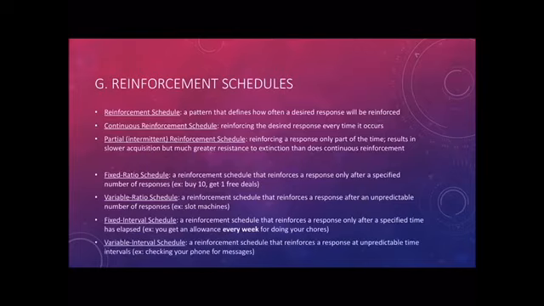And then variable interval, you have no idea how long it's going to take, but after a certain amount of time, your behavior will be reinforced. So checking your phone for messages, for example. You have no idea how long it's going to take to get a message, but eventually at some point, someone will text you, right? But it's at an unpredictable amount of time. I have no idea how long it's going to take. The amount of time that passes between getting a message and getting another message is unpredictable. It changes.